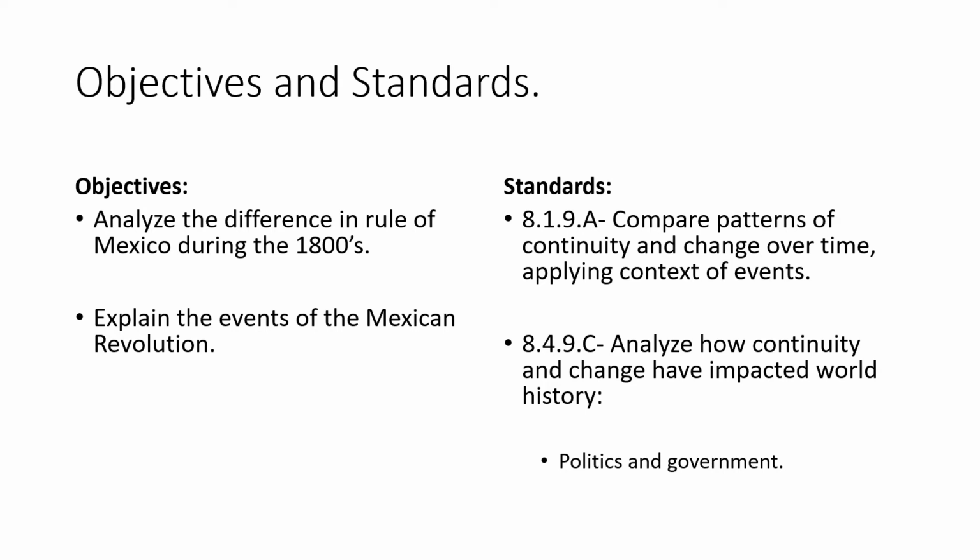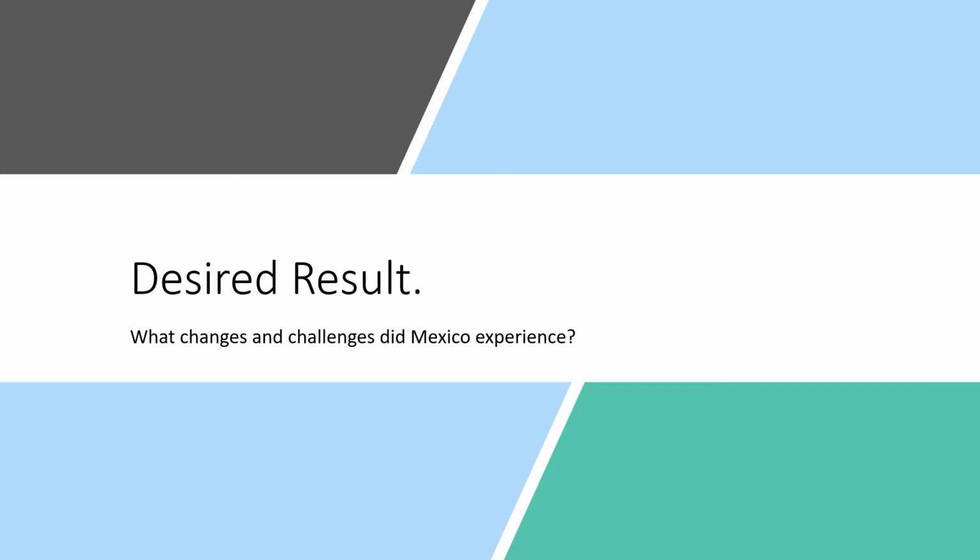So our objectives and standards: to analyze the difference in rule of Mexico during the 1800s and explain the events of the Mexican Revolution. And our standards there, take a look at them please. Desired result: what changes and challenges did Mexico experience?